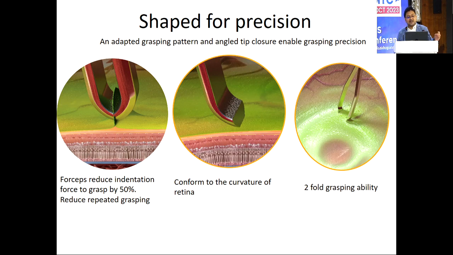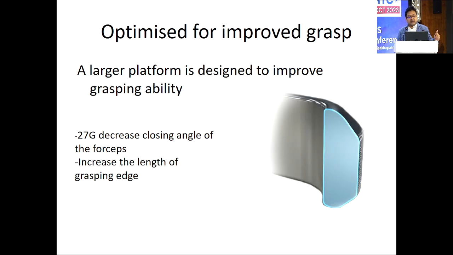Shaped for precision, an adapted grasping pattern and angled tip closure enable grasping precision. The forceps reduces the indentation force to grasp by 50%, reduces repeated grasping, conforms to the curvature of the retina, and offers twofold grasping ability. A larger platform is designed to improve grasping ability. The 27 gauge decreases the closure angle of the forceps and increases the length of the grasping edge, which is required for larger macular holes or recurrence of ERMs.